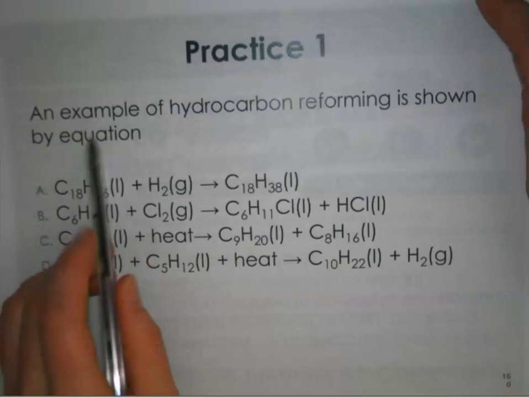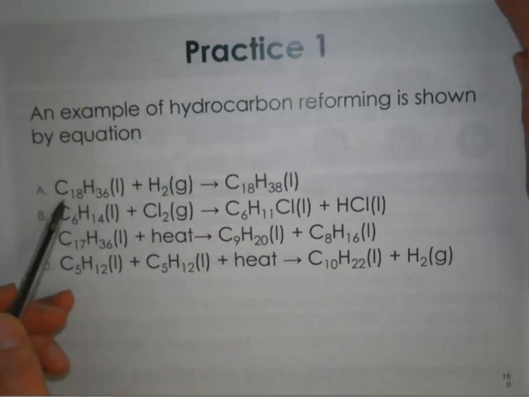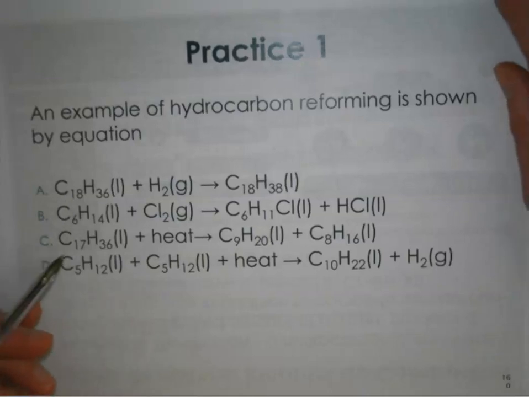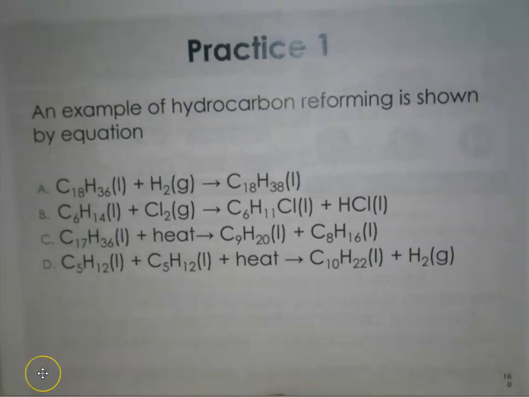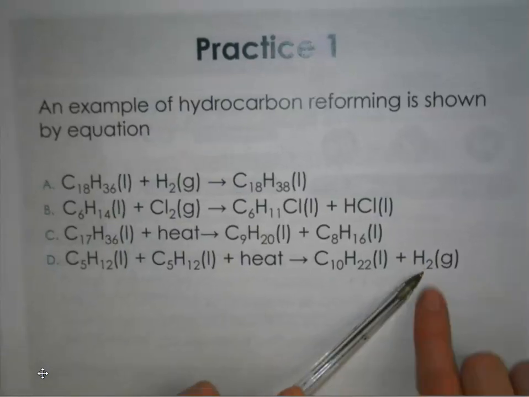All right, so practice number one: an example of hydrocarbon reforming is shown by which equation. So we want to look at these equations and see if we can find hydrocarbon reforming. Remember, with reforming, we're seeing the transformation of a hydrocarbon into a cyclic or aromatic hydrocarbon, and then we see hydrogen produced as a product. So pretty obvious that this one is the one with hydrogen as a product.